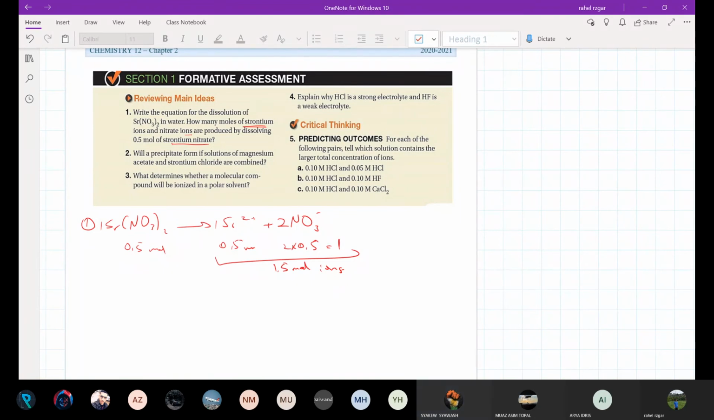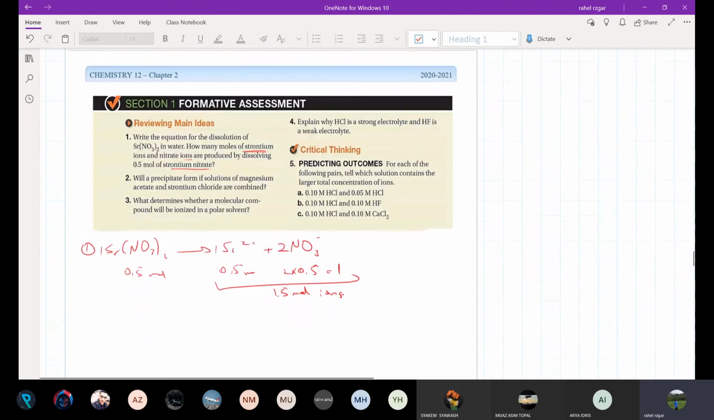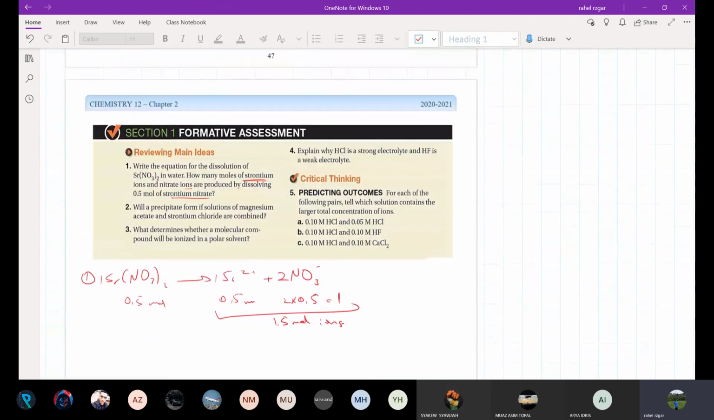Now, question 2 is for yourself. Please try to solve question 2. Even if you have the answer, you also have the answer key, but just try to learn how to write the compounds, just the formula. That's why I want you to learn how to write the formula.